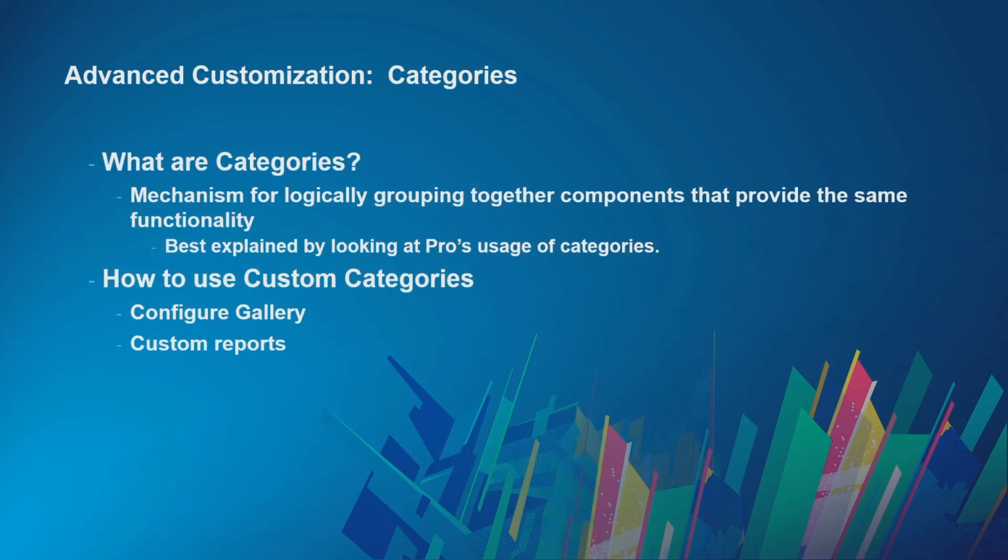Okay, let's move on now to categories. Categories are a mechanism for logically grouping together components that provide the same functionality. So internally, Pro uses many categories. So I'm going to use Pro's usage of categories to explain this concept further. So for add-in development, custom categories provide an extensibility mechanism that provides functionality beyond what you would get with DAML. I'm going to explain custom categories using two scenarios.